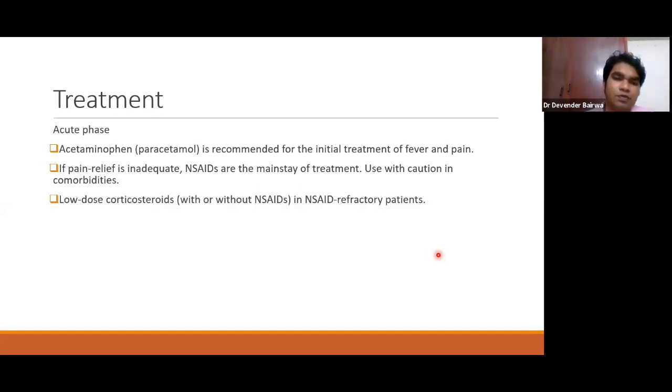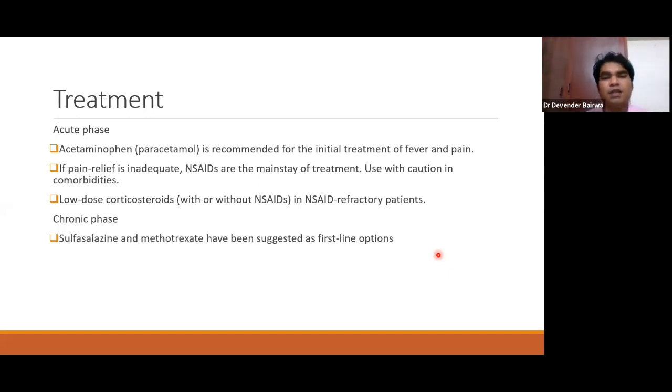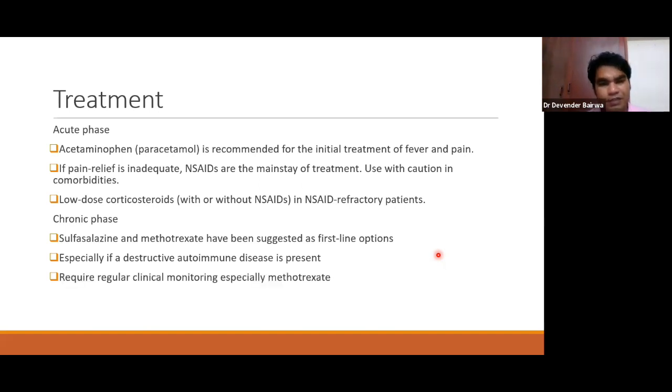In patients in whom joint pain is not taken care of by PCM or NSAID, we can also consider low dose steroid. In the chronic phase, generally sulfasalazine and methotrexate have been suggested as first line options. Suppose somebody has developed chronic arthritis, like the picture in chikungunya fever, we go with either sulfasalazine or methotrexate. And generally, these are considered when there is a destructive arthropathy. Suppose erosion is present, or just osteopenia, or deformities, then we do not hesitate to start these treatments.